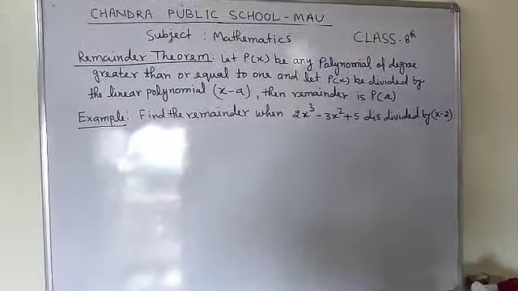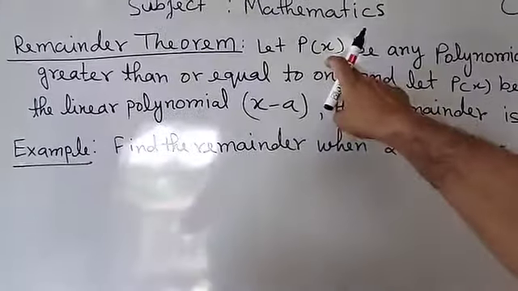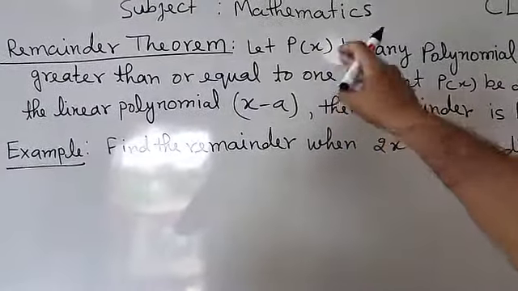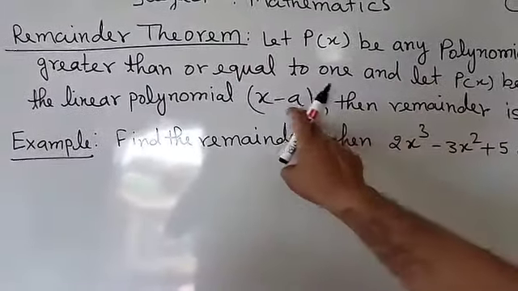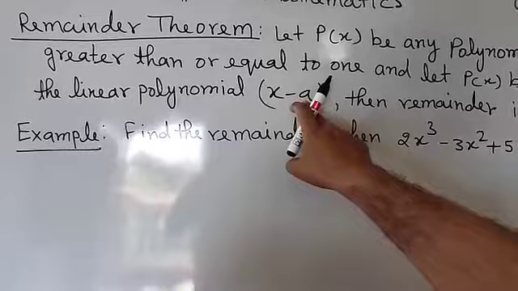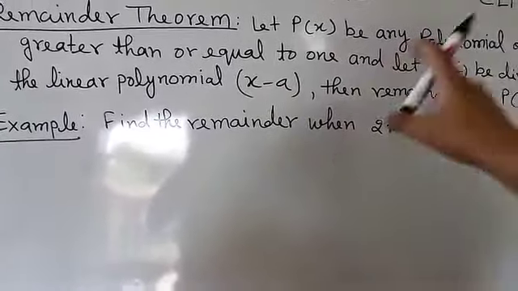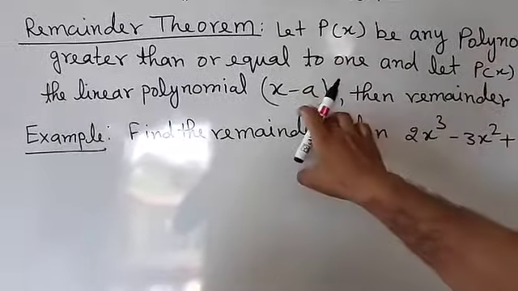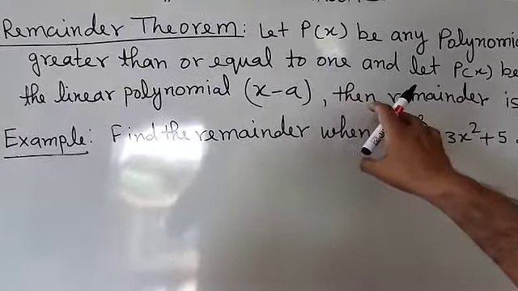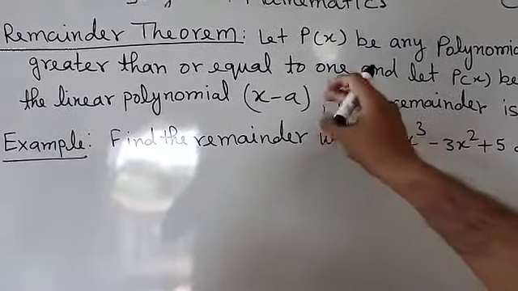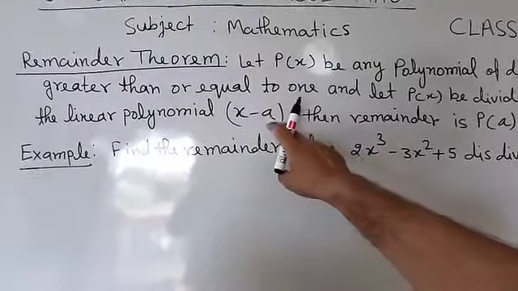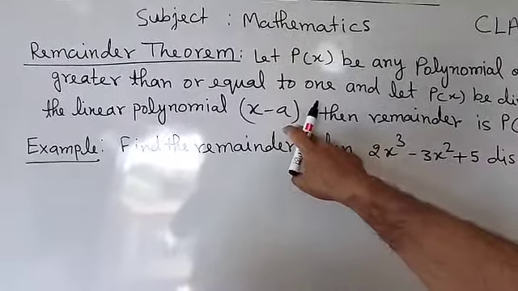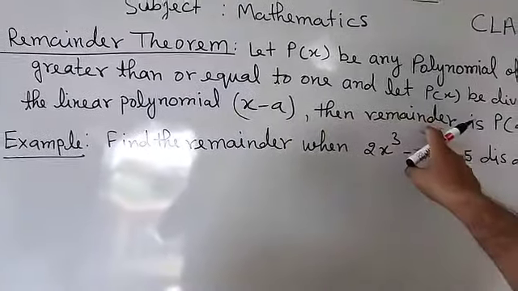So here suppose that you are having any polynomial, that is p(x), and you are going to divide that polynomial by x minus a, where x is the variable and a is any real number. Then you will get a certain remainder. One way is that you can get the remainder by the long division method, and second, by using the remainder theorem you will get the remainder directly, that is, the remainder will be p(a).